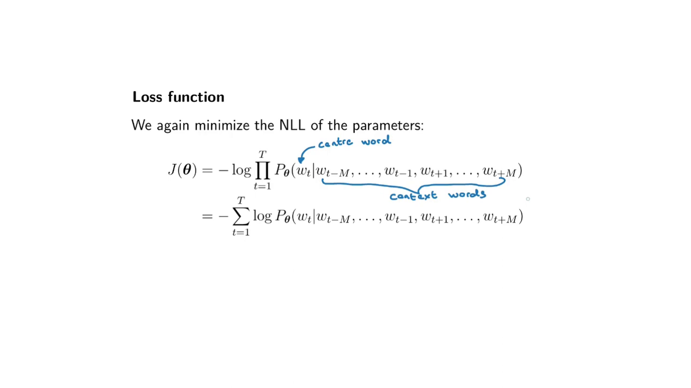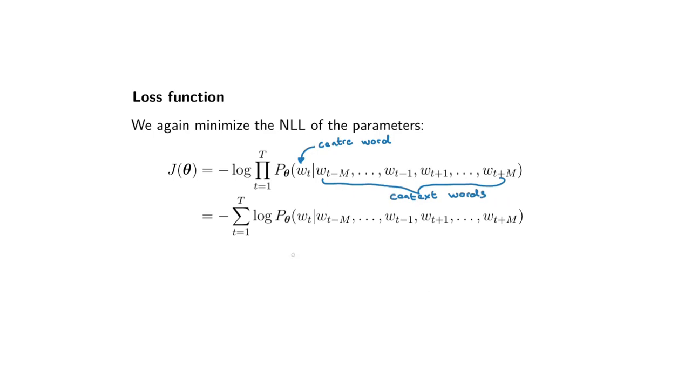It looks quite similar to the skipgram one, except now we've got a center word in the context of a whole bunch of other words, whereas with skipgram we just had one word here. And that actually influences the structure of the model, because we now need to get a score for the center word conditioned on a whole bunch of words, not just one word.